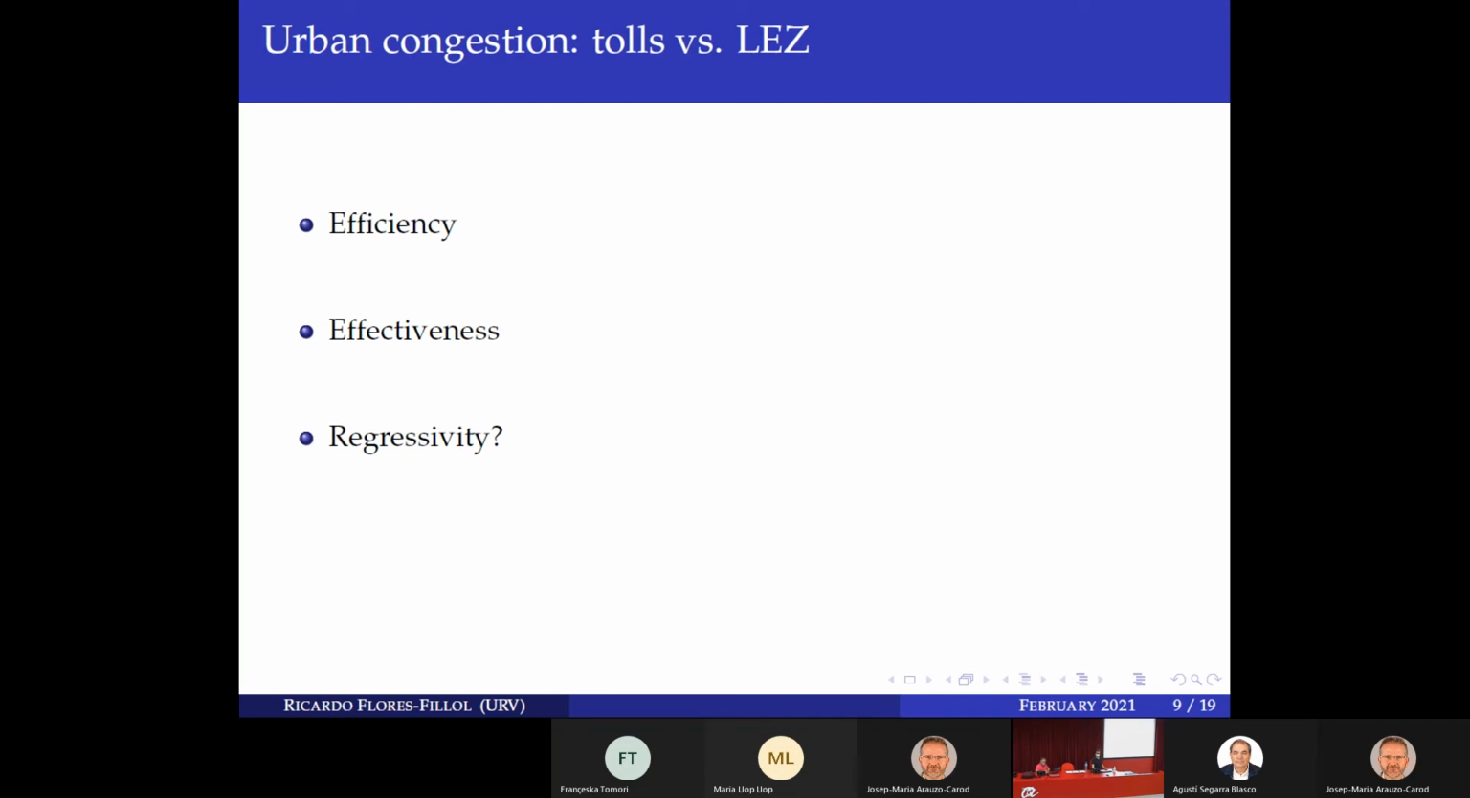Why is it like that? This is very frustrating, right? So we have a problem in terms of acceptability. People don't like tolls, okay? Because this is like paying for something that used to be free and now I have to pay for it. So this is perceived as a new tax. This is perceived as something very, very negative, right? So it's very hard to implement congestion tolls.